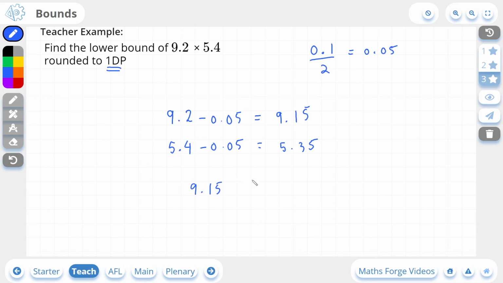So 9.15 multiplied by 5.35. And using a calculator or a method of multiplication, this should give us 48.9525. And if we check our answer, there it is.